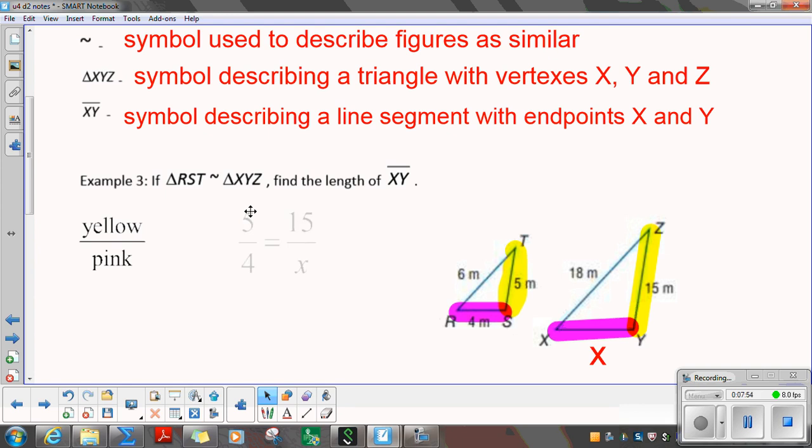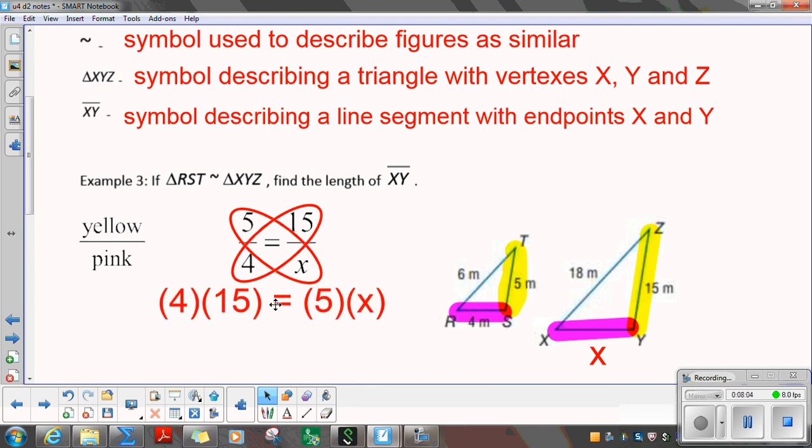So I go ahead and do my cross multiplying. So I'm going to do 5 times x and 4 times 15. And remember, the circles are equal to each other, so I write it out. 4 times 15 is equal to 5 times x. I go ahead and multiply. 4 times 15 is 60. 5 times x is just 5x.